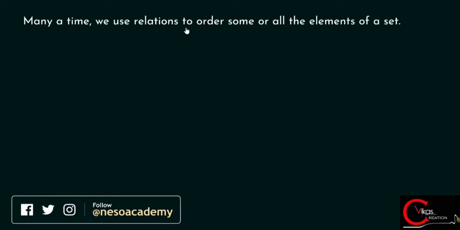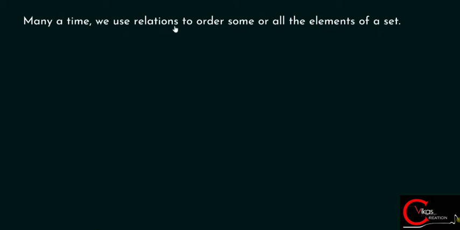Many a time we use relations to order some or all the elements of a set. It is important for us to understand that ordering is very important, right? We used to order elements in the real world as well. Let me tell you that we use relations to order some or all the elements of a set. How? Let's see this with the help of an example.